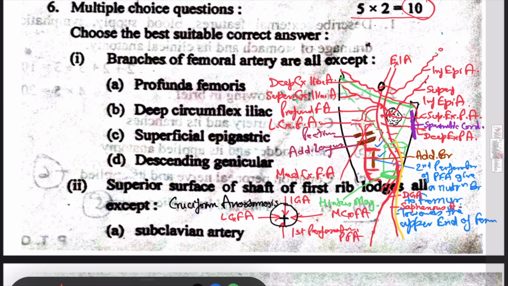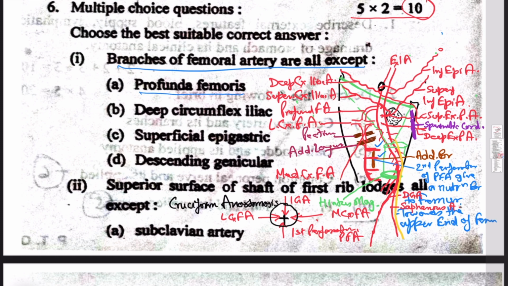Now back to the question. Question says branches of femoral artery are all except the profunda femoris. Absolutely right. Deep circumflex iliac, this is not a branch of femoral artery. Superficial epigastric, descending genicular, I have taught you all. So the answer here will be B, deep circumflex iliac artery, which is actually a branch of external iliac. Okay. Now let's move to the next question.